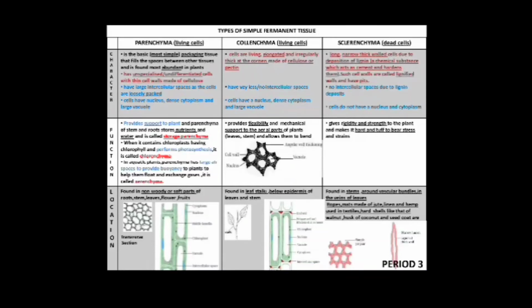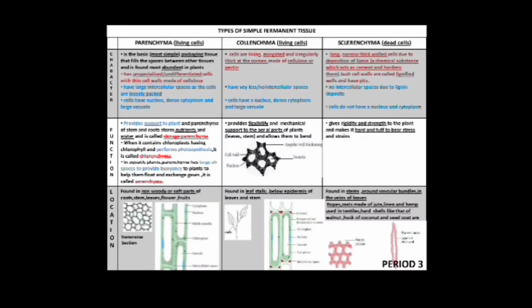Then collenchyma, which provides flexibility and mechanical support to the aerial parts of the plants, that is stems and leaves, and allows them to bend. Then we move on to sclerenchyma, which gives rigidity and strength to the plant and makes it hard and tough to bear stress and strain.